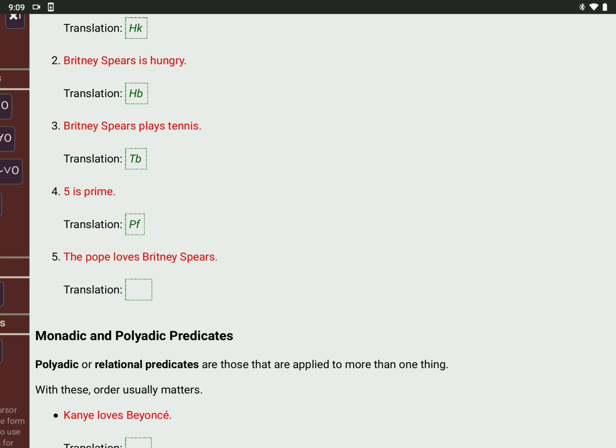Some things that we say about subjects, we actually say about more than one logical subject. If I say the Pope loves Britney Spears, grammatically the Pope is the subject, but logically we're considering this to be about both the Pope and Britney Spears. So logically we're just going to use the letter L for love, and we're going to follow up L with two lowercase letters. So we write L lowercase p lowercase b to mean the Pope loves Britney Spears.